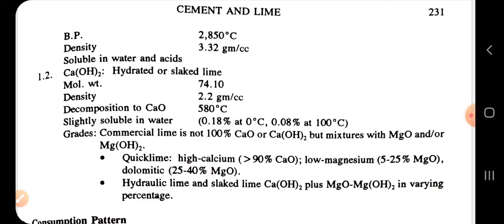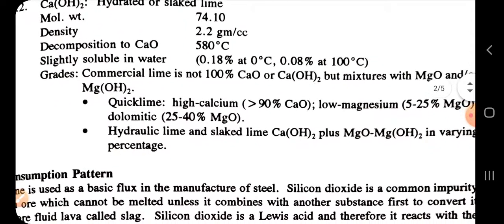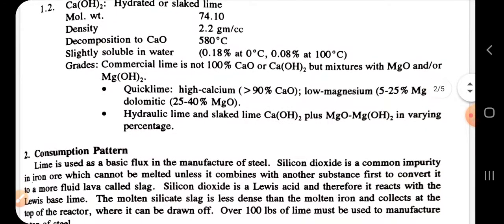Next we have grades, the commercial grades in which lime is available. So commercial lime is not 100% lime or 100% Ca(OH)2, but it is mixed with magnesium and its oxides. And then again, quick lime has more calcium as compared to slaked lime or hydrated lime. So it has more than 90% purity of CaO and a low quantity of magnesium oxide. Then hydraulic lime has, as compared to quick lime, more magnesium oxide in percentage.